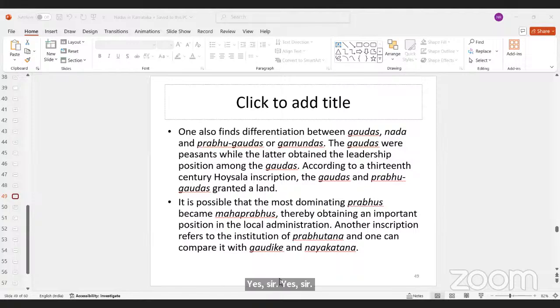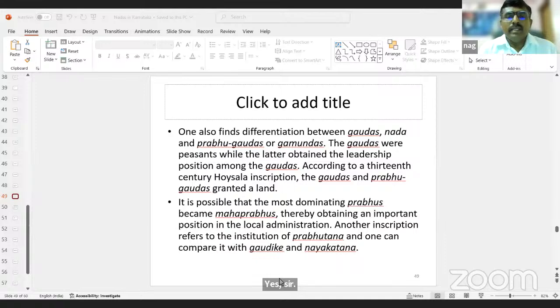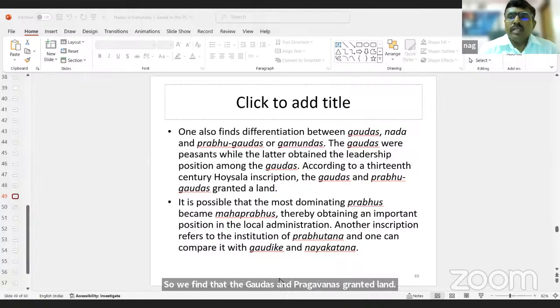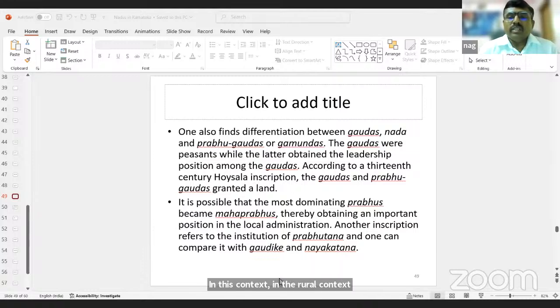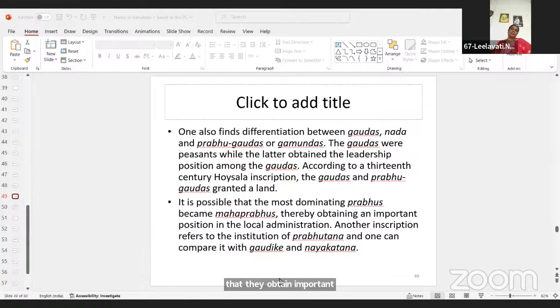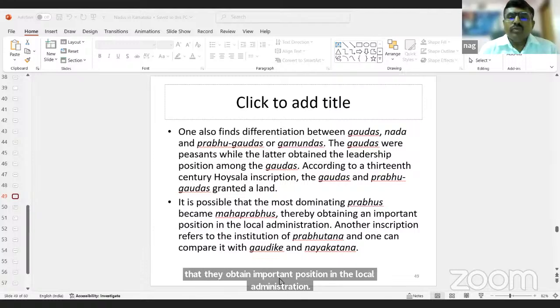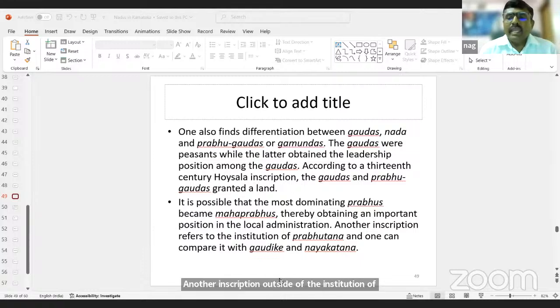Yes. I will continue with the discussion here. So various kinds of Gaudas, as we mentioned: Prabhu Gaudas, Gaundas. We find that the Gaudas and Prabhu Gaundas granted land. Most dominating Prabhus became Mahaprabhus. We also find different Mahaprabhus in the rural context. They obtained an important position in the local administration. Another inscription also refers to the institution of Prabhu Thana. One can compare it with the Gaudike and Nayaka Thana.